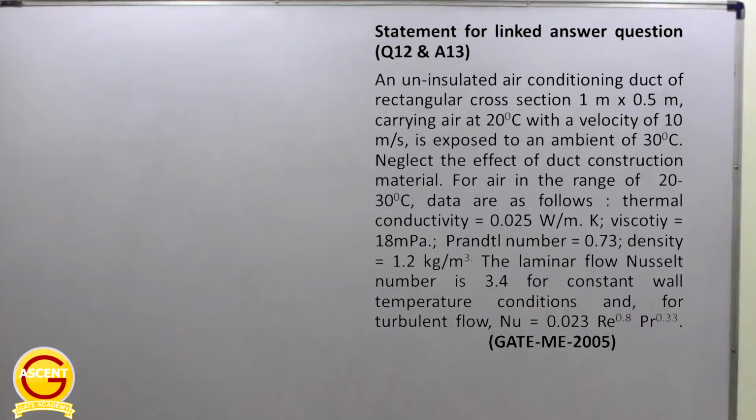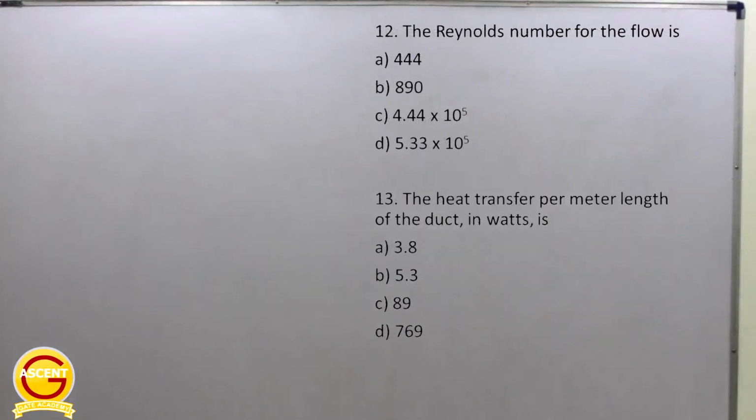It is also given that the laminar flow Nusselt number is 3.4 for constant wall temperature conditions, and for turbulent flow the Nusselt number is 0.023 Re to the power 0.8 Pr to the power 0.33. So he has given both the laminar and turbulent flow Nusselt numbers. It is your responsibility to identify which kind of flow it is, laminar or turbulent, and accordingly use the equations. In this question he has already given the equations. The first part of the question asks for the Reynolds number of the flow.